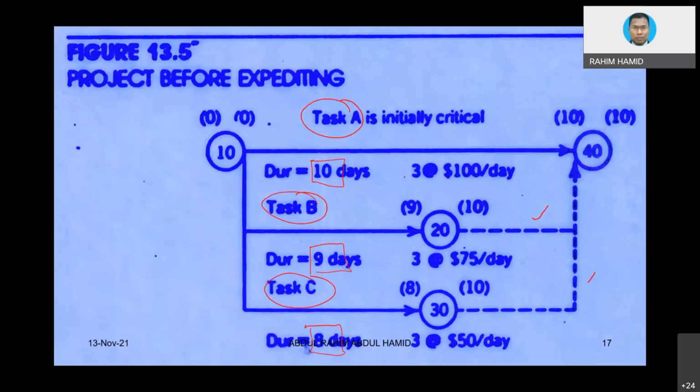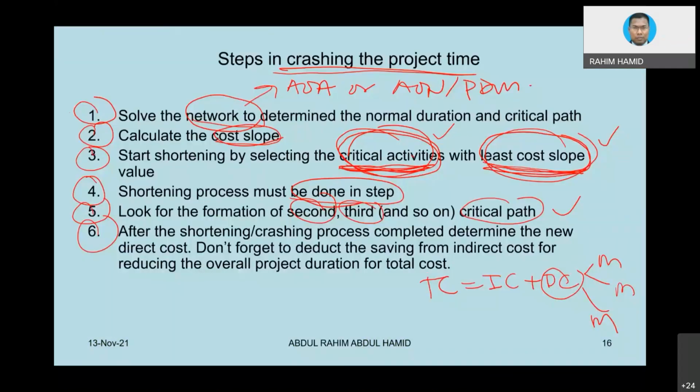If I solve this network diagram, I would say 0 plus 10 is equivalent to 10. For B, 0 plus 9 is equivalent to 9. 0 plus C is equivalent to 8. So at the end of the day, 10 is coming from A, and it will be the project completion date, and A is the critical path. So B and C are not the critical path. So you see, I already solved step number 1.